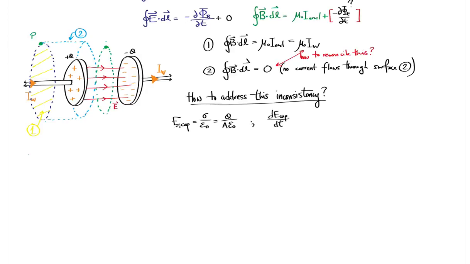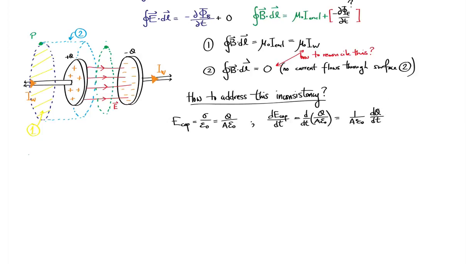So I can take the time derivative of this electric field. That gives me the rate of change of that electric field. It's just d by dt of Q over A epsilon naught. That's just this term over here. Well, A and epsilon naught aren't changing: the capacitor plates aren't changing in size, and epsilon naught's not changing in time. So really this is just 1 over A epsilon naught times dQ dt. So what is dQ dt?